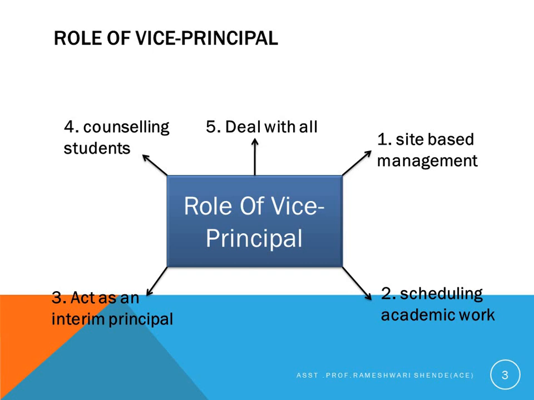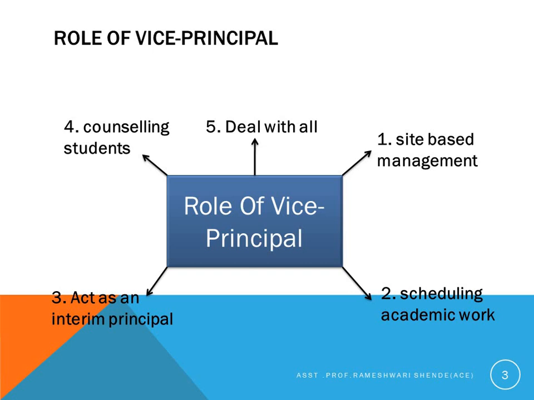The role of vice principal can be illustrated with the help of this diagram. The role of vice principal is doing site-based management, scheduling academic work, acting as an interim principal, counseling students and dealing with all. Let's see what site-based management is. The term site-based management refers to on-the-spot management. The vice principal, in the absence of the principal, has to act on the spur of the moment. This is done as the vice principal oversees the school's daily activities. This includes hiring staff and ensuring that the school meets required regulations and educational standards.